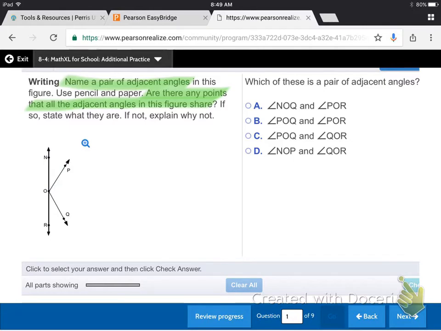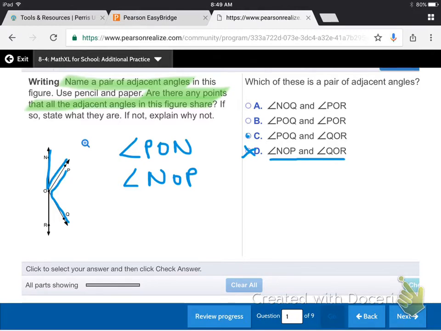So let me erase all that so we can see the letters. Okay, so let's say that angle PON is adjacent to POQ. Let's see if we can find that. And remember, PON can also be angle NOP, so let's look for that. Oh, here's NOP and QOR. No, that's not it. Here's POQ, that's the middle one, and QOR. That'll work. That's a good possible answer.